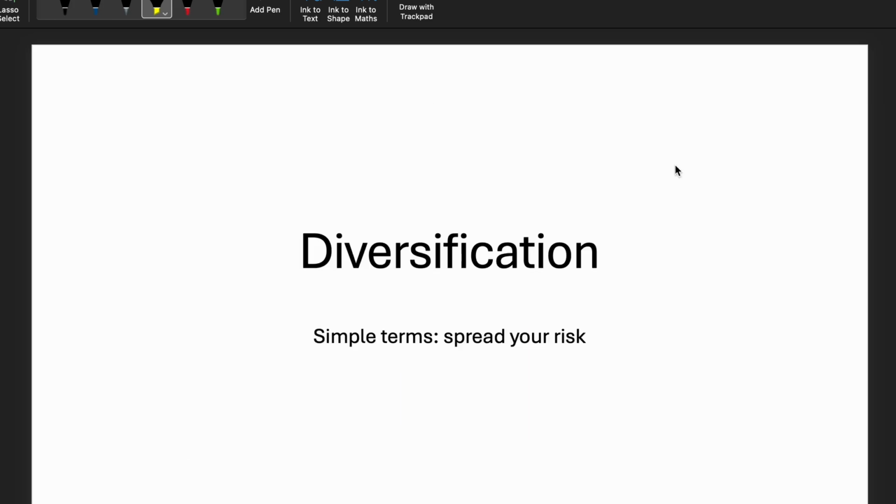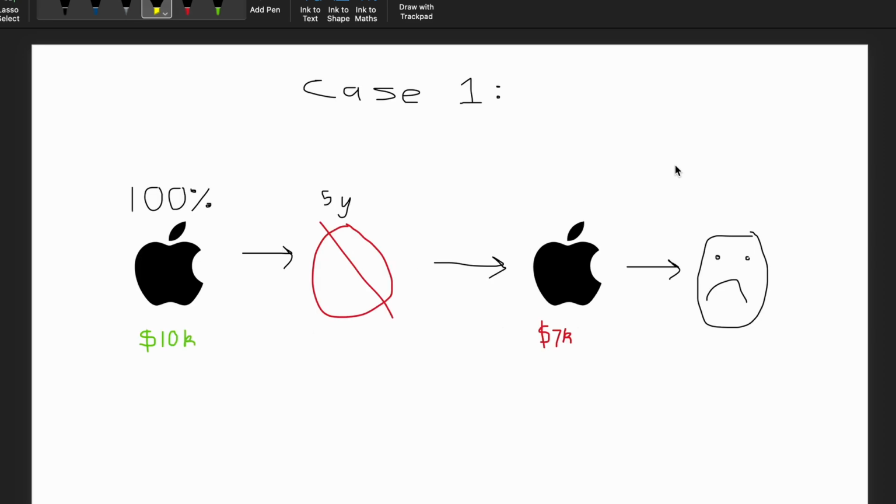This goes on to the third financial principle, which is diversification. In simple terms, it just means to spread your risk. I'm going to give you two scenarios here. In this first scenario, let's say your portfolio consists 100% of Apple. You're very bullish on Apple. You think that the company is performing amazingly and it's going to keep performing as it is. So you put $10,000, or 100% of your portfolio, into Apple.